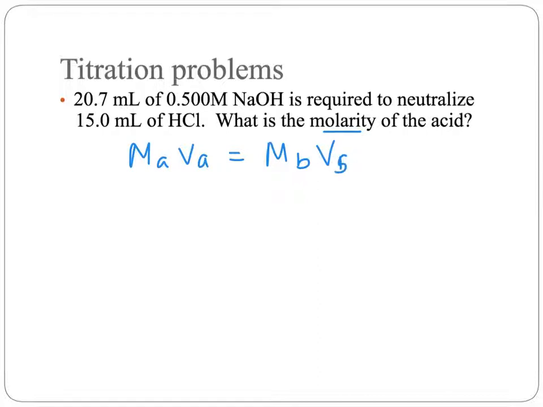And so we just plug in numbers. We're trying to figure out the molarity of the acid, so that would be our X. The volume of the acid is 15 milliliters. The molarity of your base is 0.5.